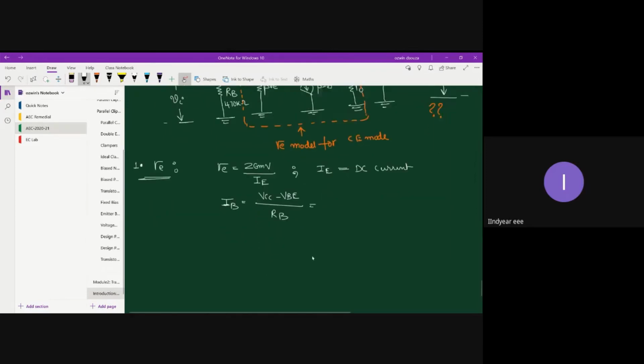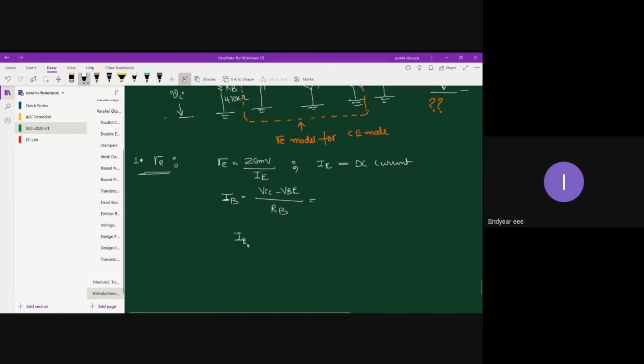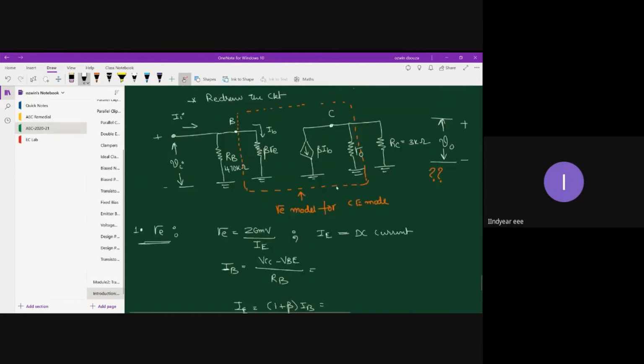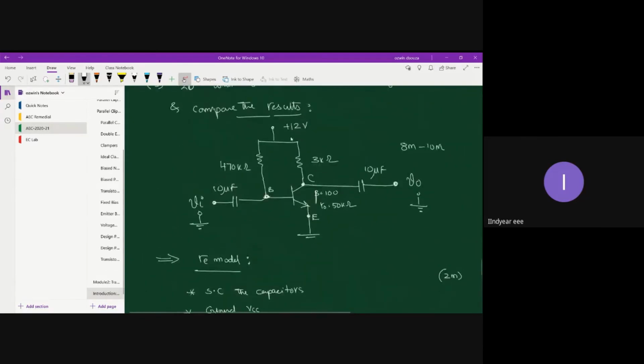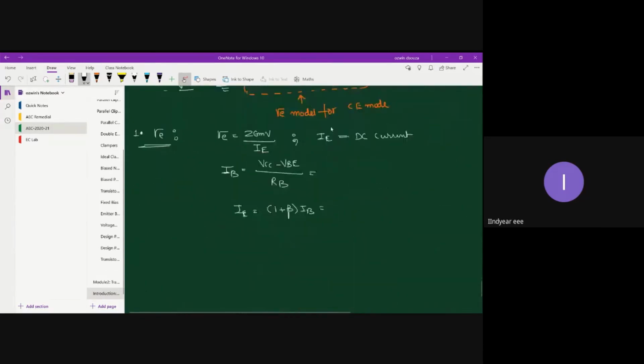Okay, once IB is known, you can find out IE, correct? So IE is 1 plus beta times IB. This is the whole idea behind calculating IE. So what's VCC? VCC is, let me go up, 12 volts, right? So IB is VCC, 12, minus VB, given or not given, let us assume silicon transistor, divided by RB. RB is 470 kilo.